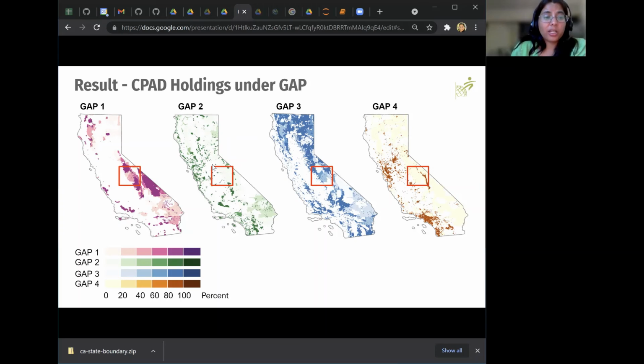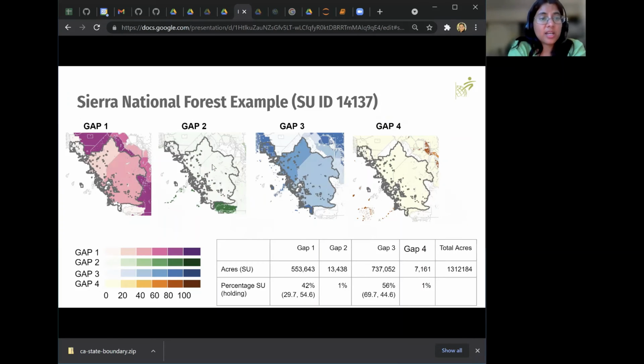To make this more concrete, let's zoom in into one area. This is the Sierra National Forest example. This is actually a CPAD super unit. A super unit is composed of several holdings, in this case, 2 holdings, one in Madera and one in Fresno. And what you can see is we're showing the gap distribution by holding. So within a super unit, we can have different percentages.